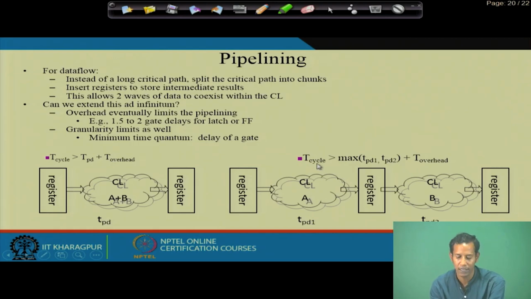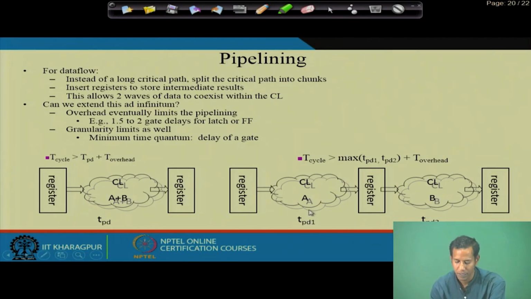After that, depending on the technique of pipelining, we divide the corresponding work or task of A and task of B into two different combinational circuits, and in between them I place one register.